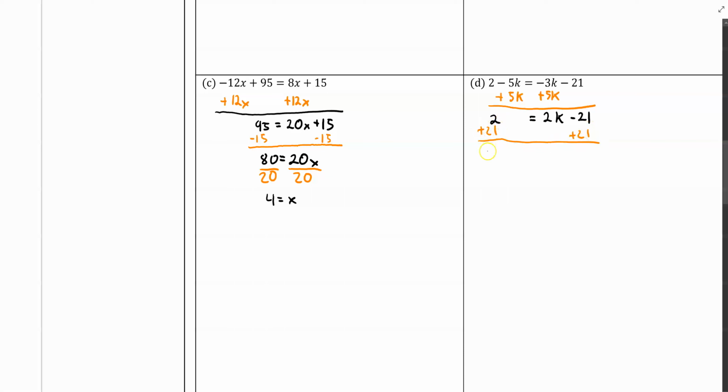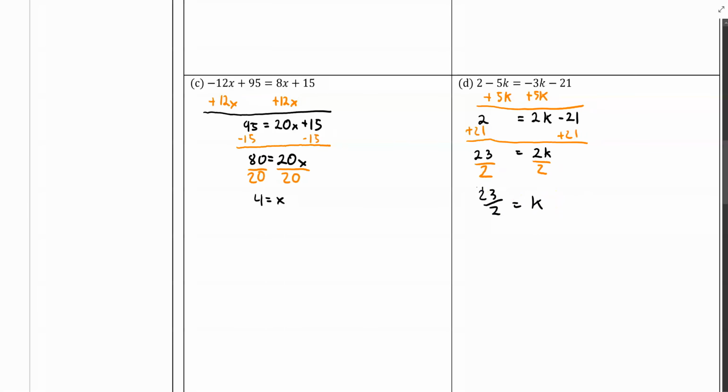And so the way we'll do that is we'll add 21 to both sides, giving us 23 equals 2k. And then from here, we'll divide both sides by 2, which gives us, well, 23 over 2 equals k. Right? Not every answer that we have will be a whole number. Sometimes we have fractional answers.